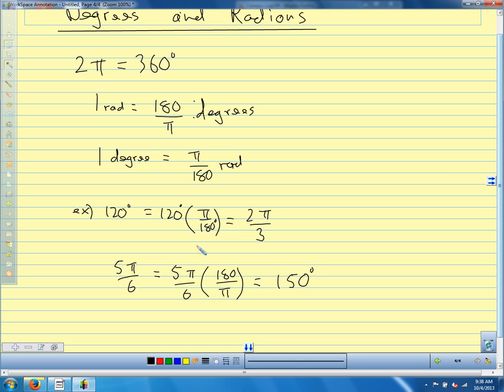So if the question asks you to do the conversion without using your calculator, they're just saying do this and simplify your fractions. And sometimes they'll ask you to express your answer to 3 decimal places. That means plug it in your calculator and multiply everything out.